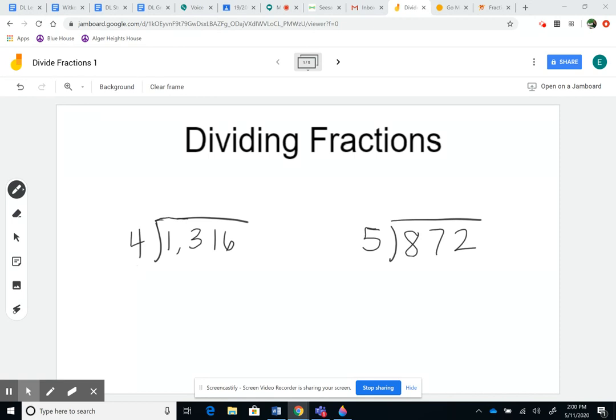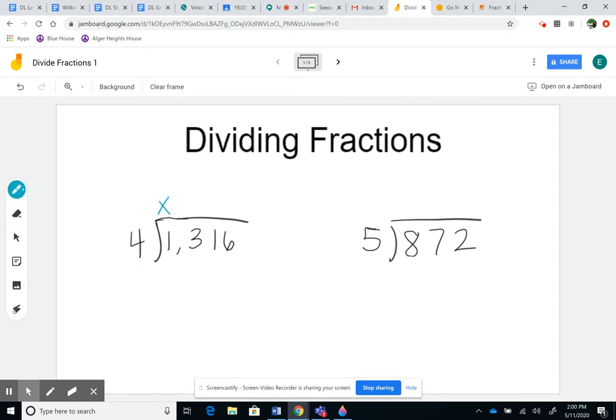All right, we're going to be dividing fractions, mostly with whole numbers today. And I just want to go over the basics of division real quick. So if you look at the first one, it says 1,316 divided by 4. The first thing we do is we ask ourselves, how many times does 4 go into 1? And the answer is none. And so then we move to the next number, which is a 3, put it with the 1, and that makes 13. How many times does 4 go into 13?